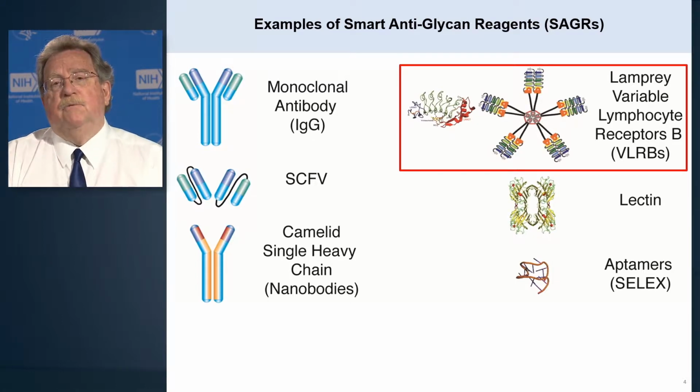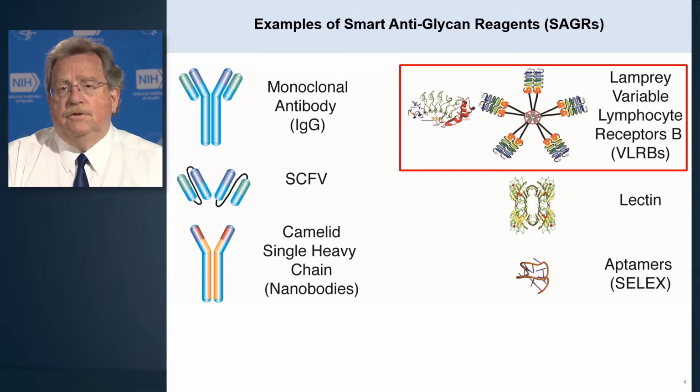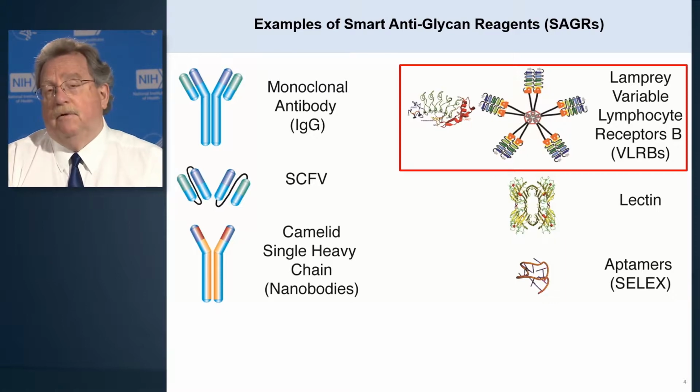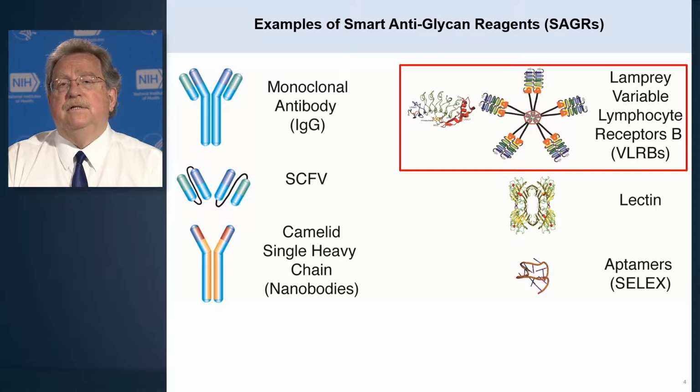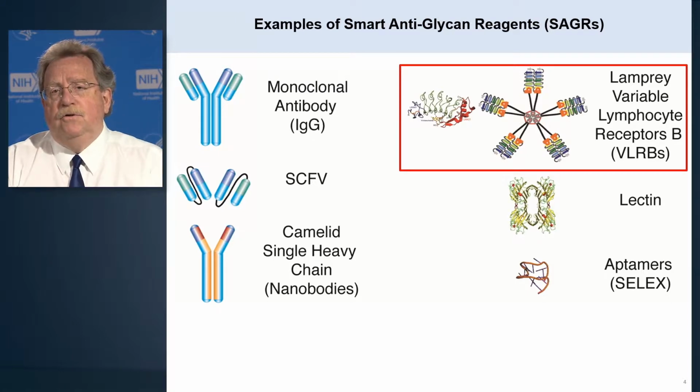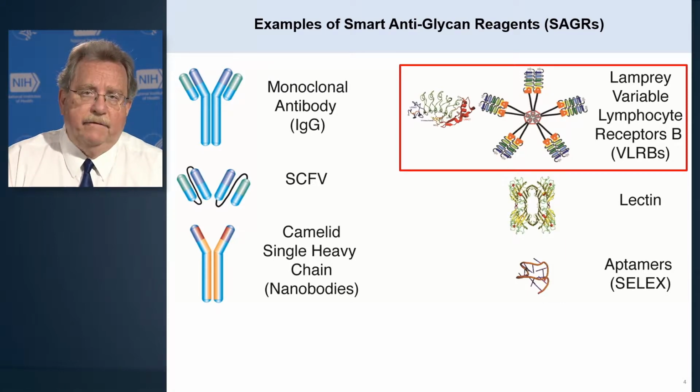But the other reagents that we use in this field are lectins, which are plant-derived often, and sometimes animal-derived, and sometimes bacterially derived. Lectins are proteins in nature that can just naturally bind sugar. Antibodies, in contrast, are things that are induced by the introduction of an antigen. And so the animal makes an antibody in response to the antigen that you gave it.